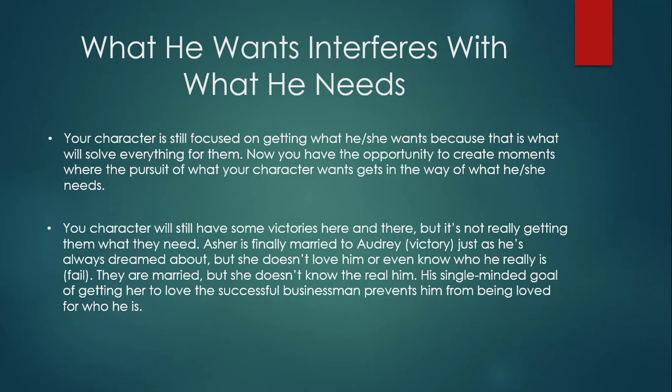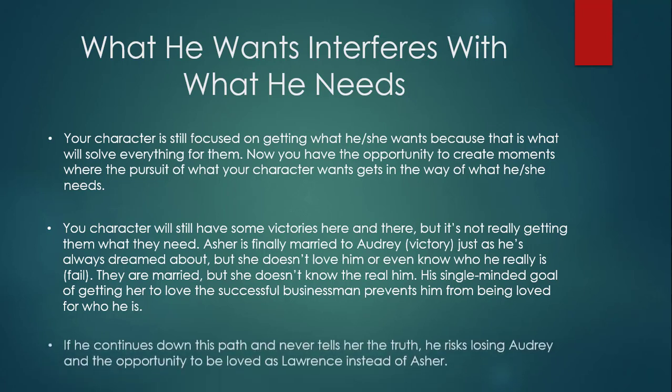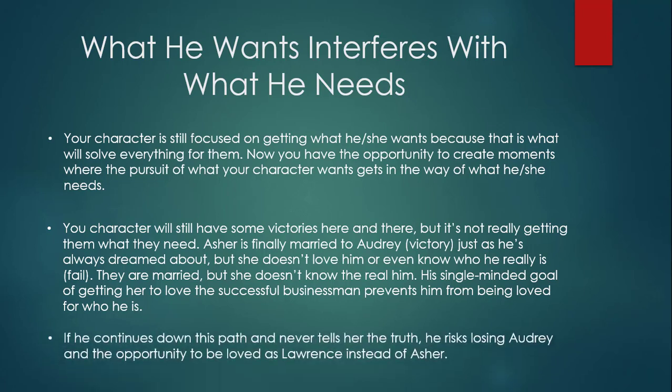Asher is finally married to Audrey, victory, just as he's always dreamed about, but she doesn't love him or even know who he really is, and that's a fail. He doesn't realize it until it's a little bit too late, but it's a huge fail. They're married, but she doesn't know the real him. His single-minded goal of getting her to love the successful businessman prevents him from being loved for who he is. If he continues down this path and never tells her the truth, he risks losing Audrey and the opportunity to be loved as Lawrence instead of Asher.